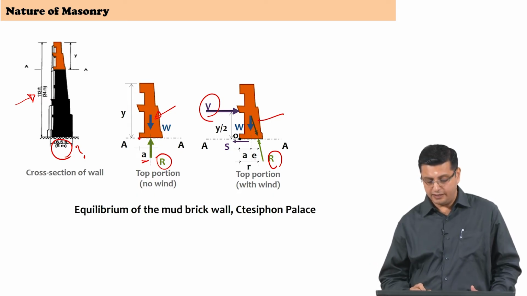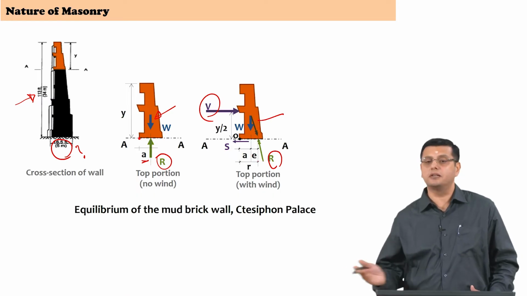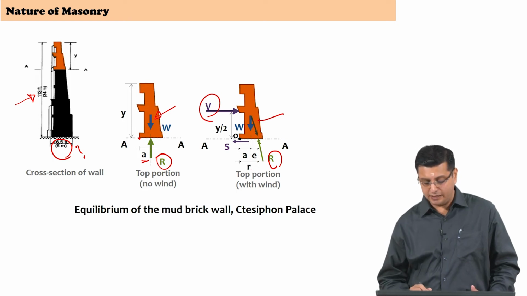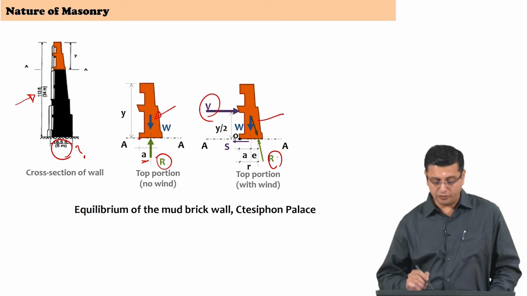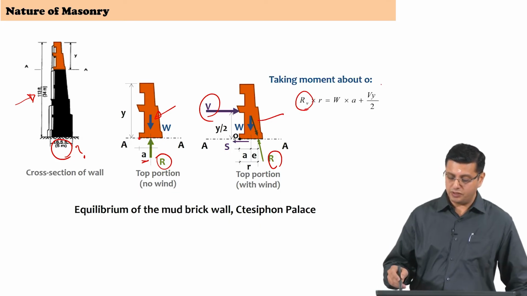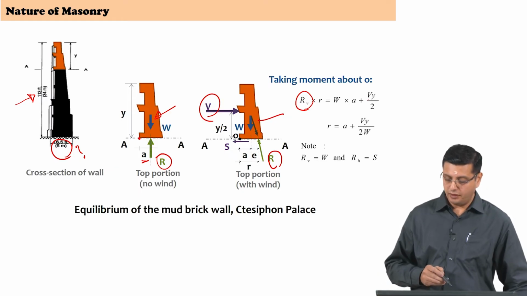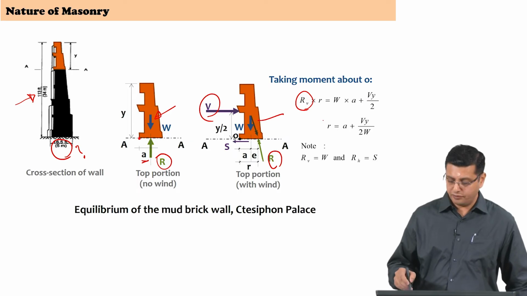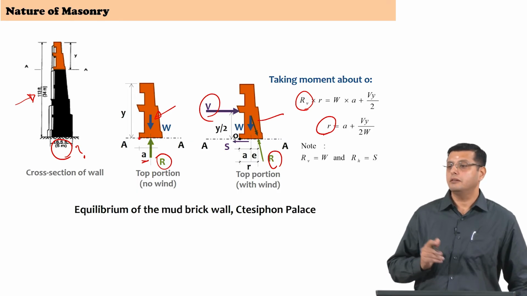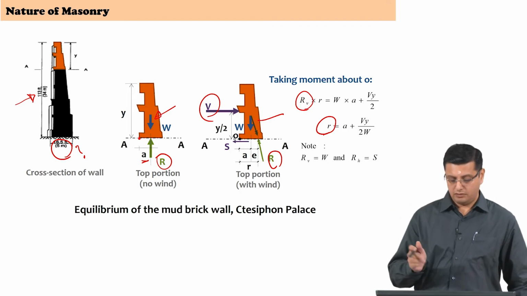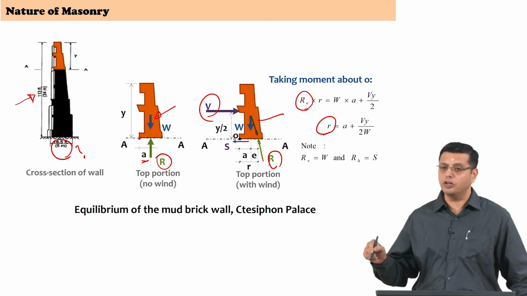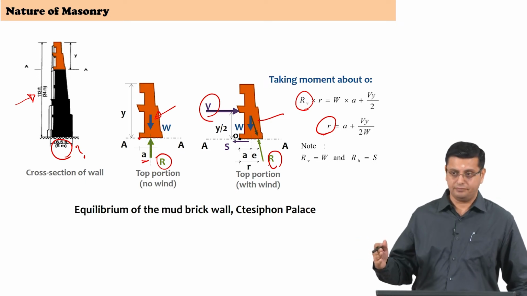That eccentricity is E with respect to the centroid of the cross section, and therefore, the point through which the resultant is acting geometrically is defined as A plus E, which is R, with respect to this point O on the windward end of the wall itself, which is the gravity force into A and the wind force V into y by 2, from which it is possible to get an expression for this geometrical quantity R, which is nothing but the point on the cross section through which the resultant is acting, right.